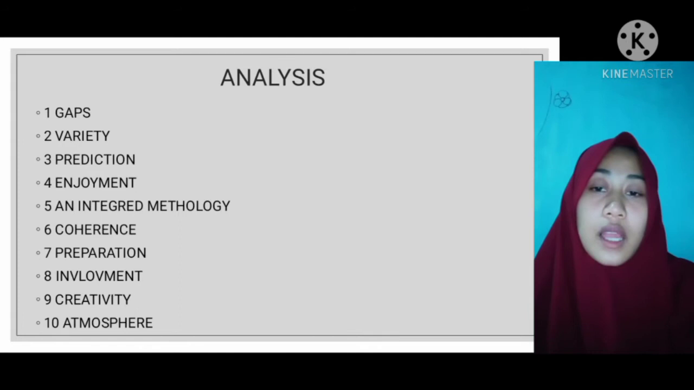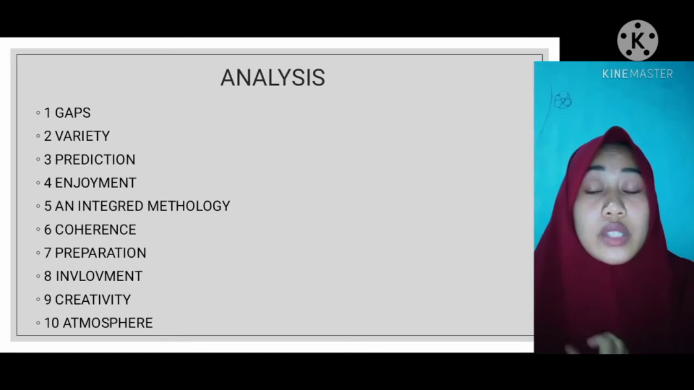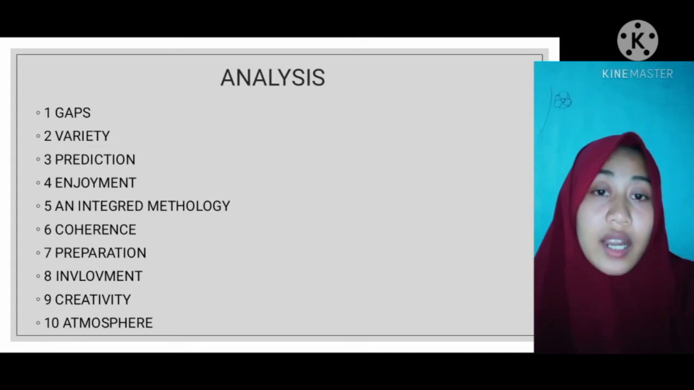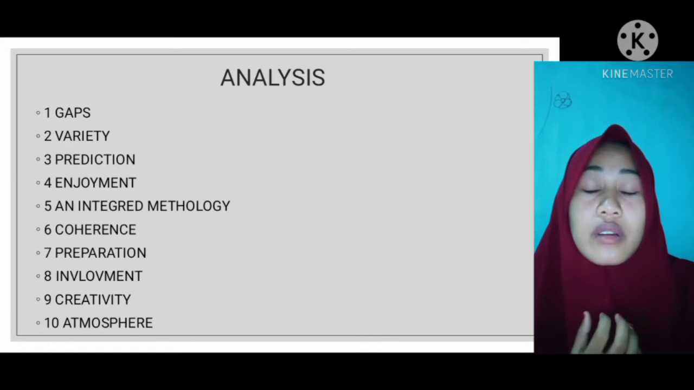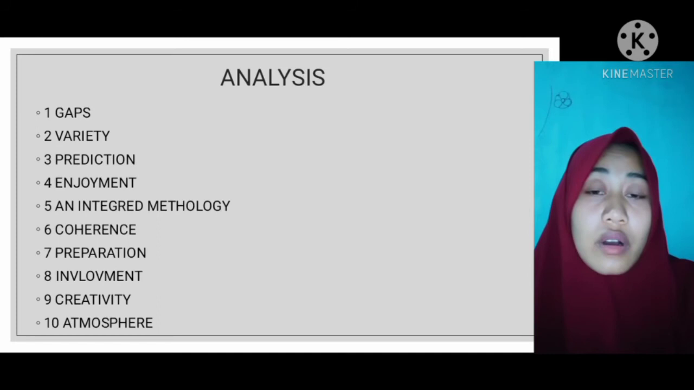Okay, 3. Prediction. Prediction is a matter of assessing an extensive knowledge of a pattern or system in order to activate what is likely in a novel situation. 4. Enjoyment. Enjoyment is not an added extra and unnecessary thrill. It is the simplest of all ways of engaging the learner's mind.